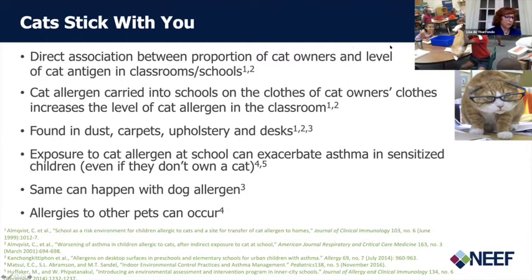Okay, so getting back to this study, cat allergens were found in dust, carpets, upholstery, and desks at school. And of course, if cat owners bring these high levels of cat allergens into the classroom, then that exposure to cat allergen at school can indeed exacerbate asthma in those children sensitized to cat, even if they don't own the cats. So the same thing can happen with dog allergens, and keep in mind that allergens to other pets can occur. So other furry pets like rabbits, ferrets, gerbils, hamsters, etc.